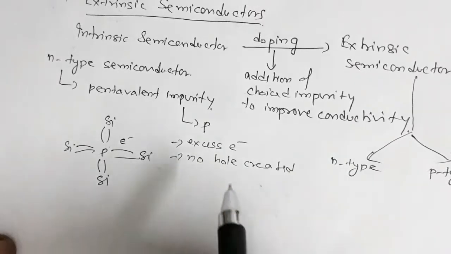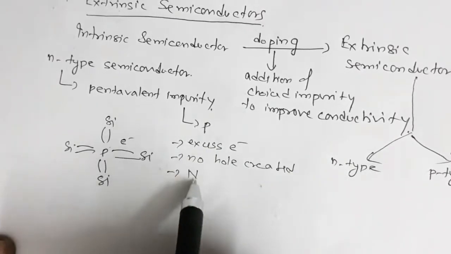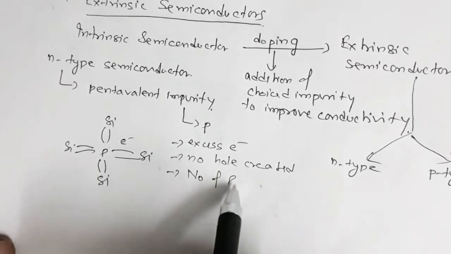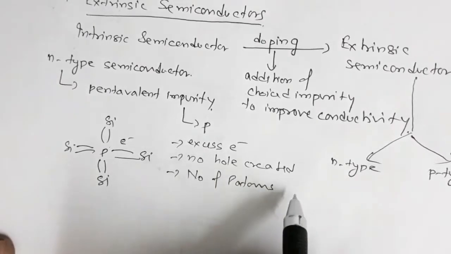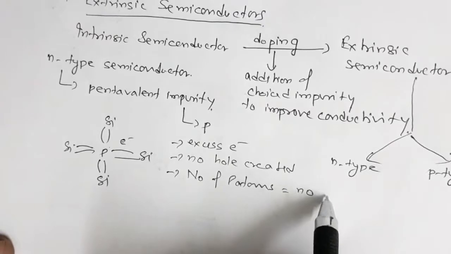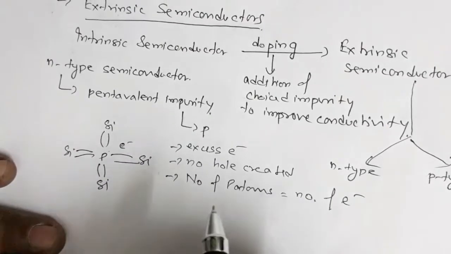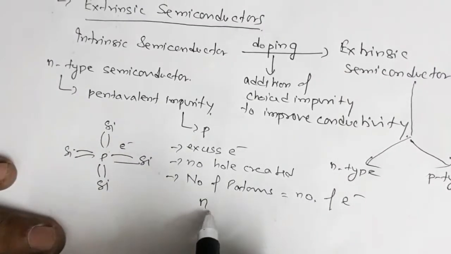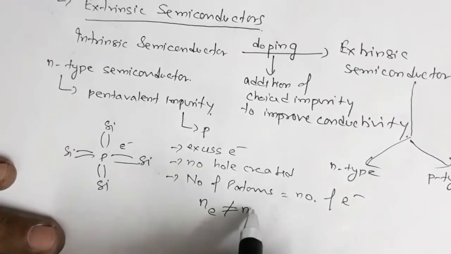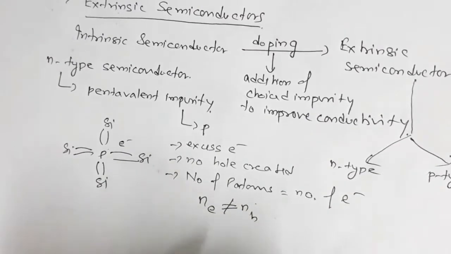And this number of phosphorus atoms is equal to the number of electrons. That means the more electrons you require, you add more phosphorus atoms. So now you are able to control the number of electrons, which are the charge carriers. Earlier we had Ne equal to Nh in intrinsic semiconductor. Now Ne is not equal to Nh. Electron concentration is not equal to the hole concentration.